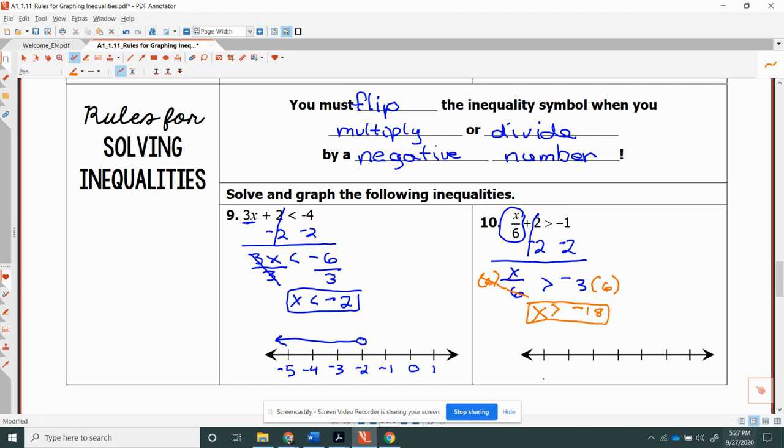So let's think carefully how we want to write this down. Let's start with negative 21, negative 20, negative 19, negative 18, negative 17, negative 16, negative 15, open circle on negative 18, and we will graph to the left.